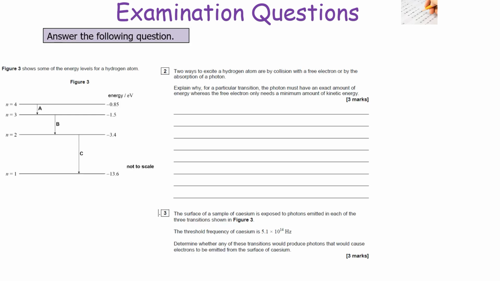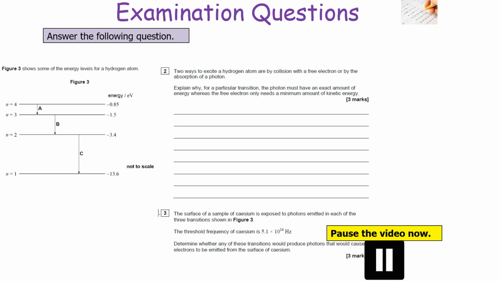The next question says, two ways to excite a hydrogen atom are by a collision with a free electron or the absorption of a photon. Explain why, for a particular transition, the photon must have the exact amount of energy, whereas the free electron only needs a minimum amount of kinetic energy. Then the surface of a sample of cesium is exposed to photons emitted in each of the three transitions as shown. The threshold frequency of cesium is 5.1 times 10 to the 14 Hz. Determine whether any of these transitions will produce photons that will cause electrons to be emitted from the surface of cesium. So pause the video now, then unpause the video and you'll want to go through your answers.